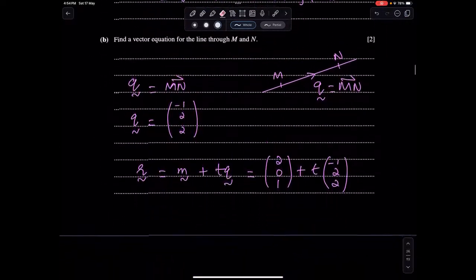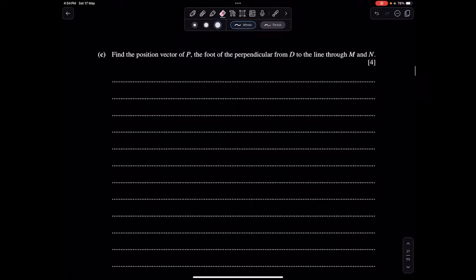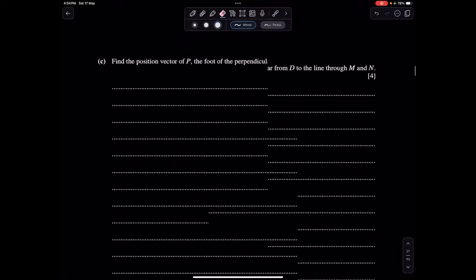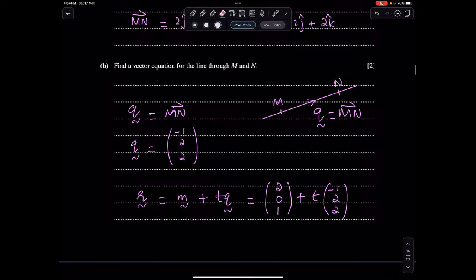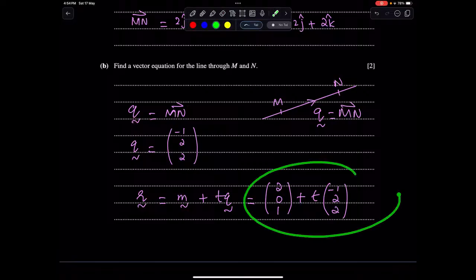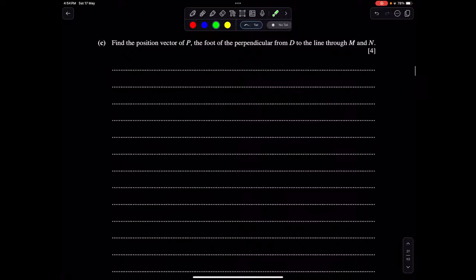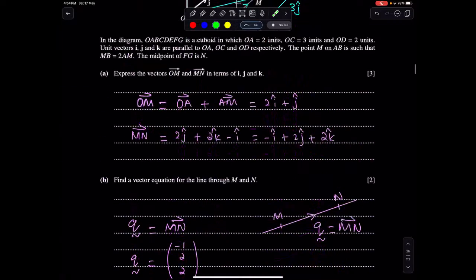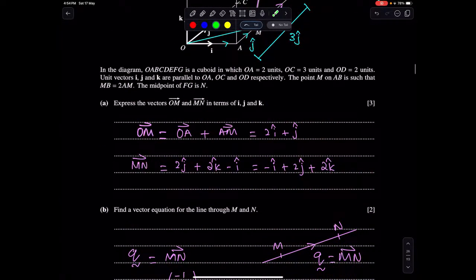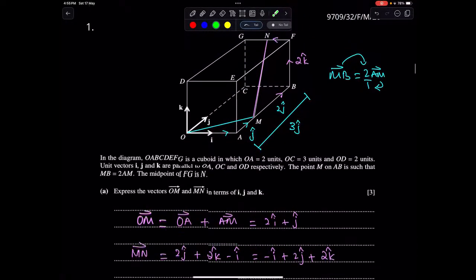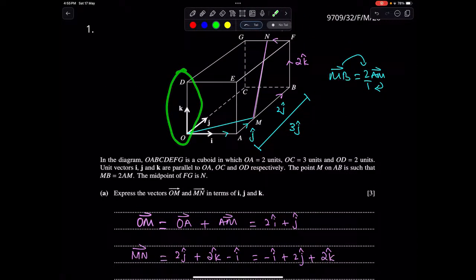I'm solving this last part. Find the position vector of P, the foot of perpendicular from D to the line MN. We have the equation of line MN in the previous part, and we have the point D. OD is this. This is OD: 0, 0, 1.